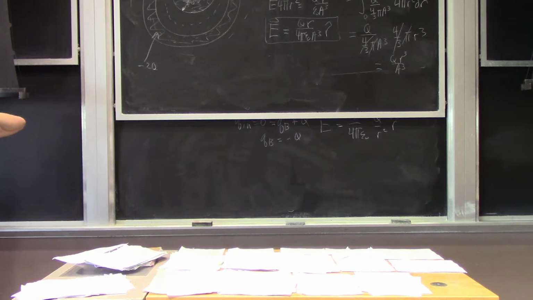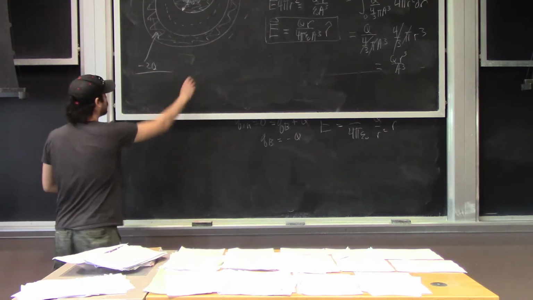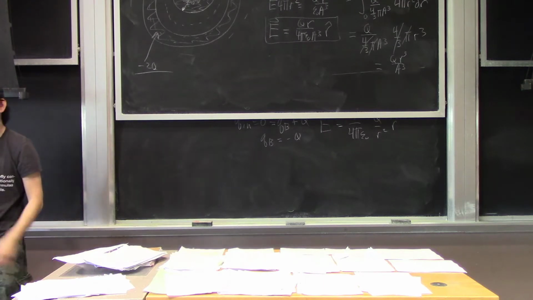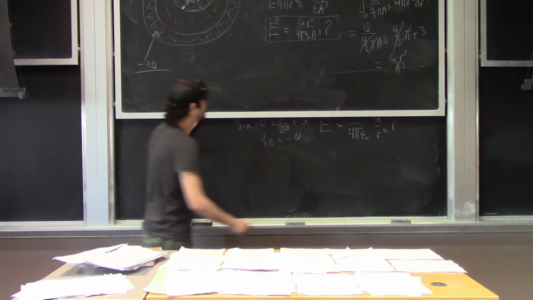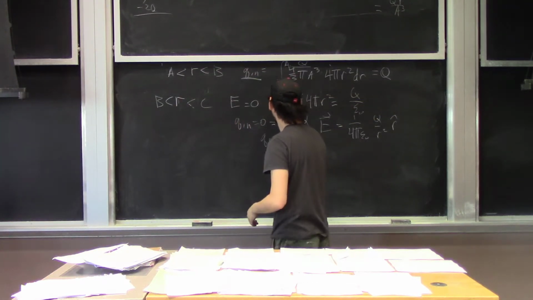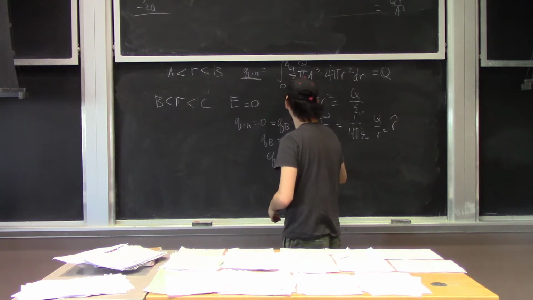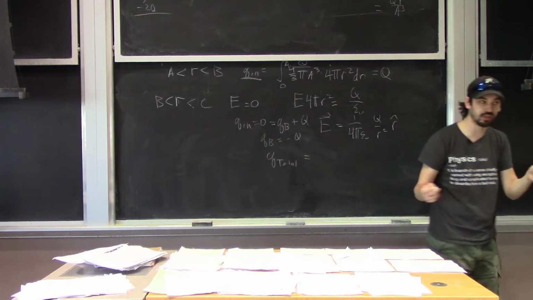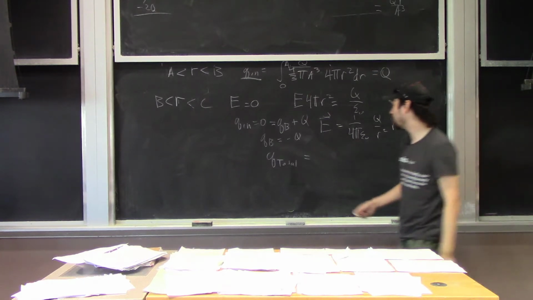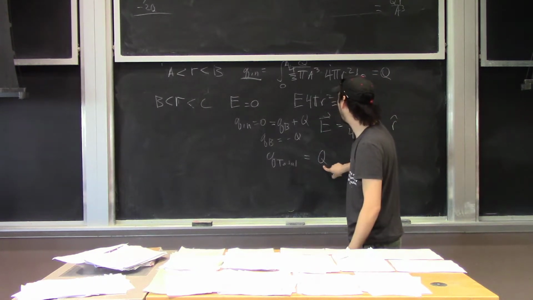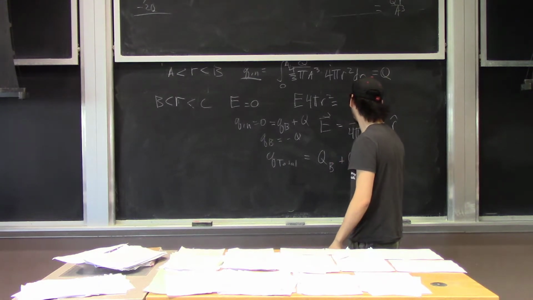What else can I say? Well, I know there's some total charge of minus 2Q on this conductor. So the charge of the outer surface is also minus? Yes. And so what we can do to see that is we can say that the total charge on the conductor, because the charge on the conductor is only going to be on the inner or outer surface, can be written as the charge at B plus the charge at C, right?